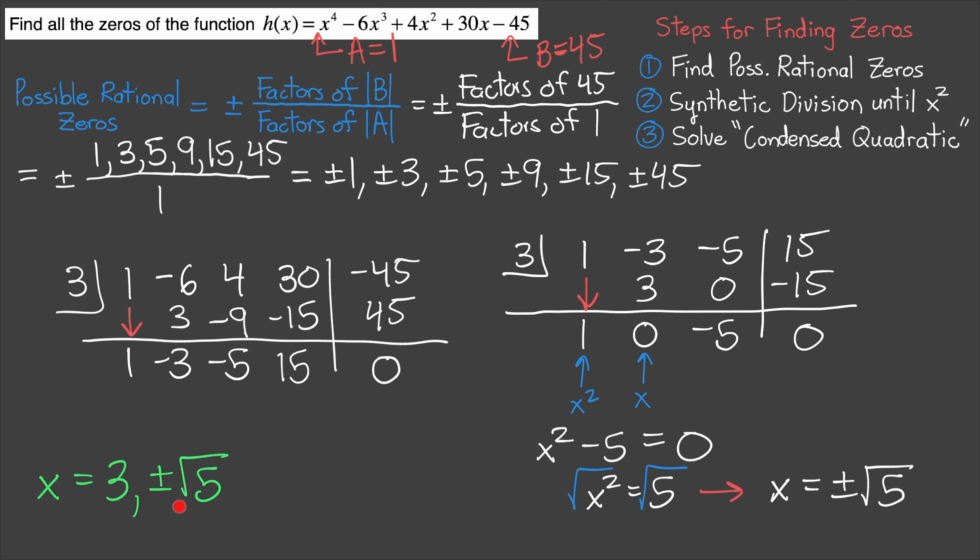Now you might be asking yourself, well, there's only 3 answers here. There's 3 and then plus or minus the square root of 5, but we have an x to the 4th. There should be 4 zeros. Well, you are right. There should be 4 zeros, but remember 3 is a double root, so 3 actually occurs twice. So there are 4 zeros, but 3 happens to occur twice, but we don't need to write it twice. Once is plenty. All right, so here's our list of zeros for this question.